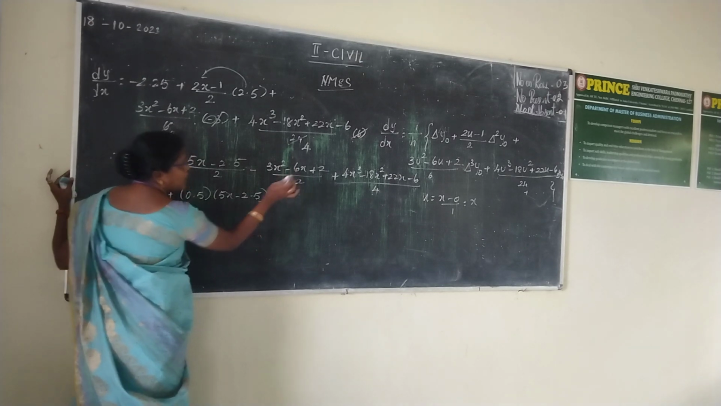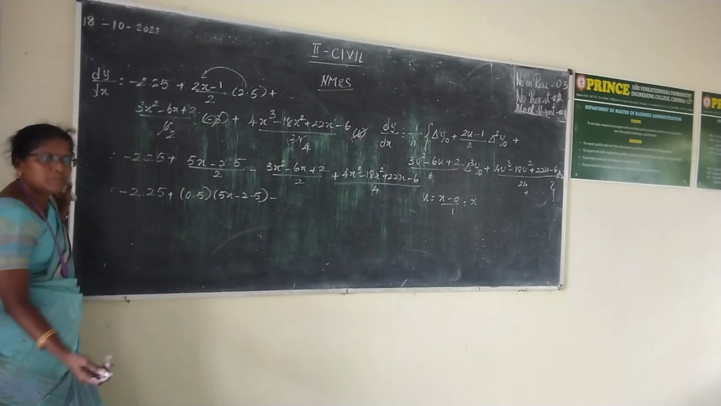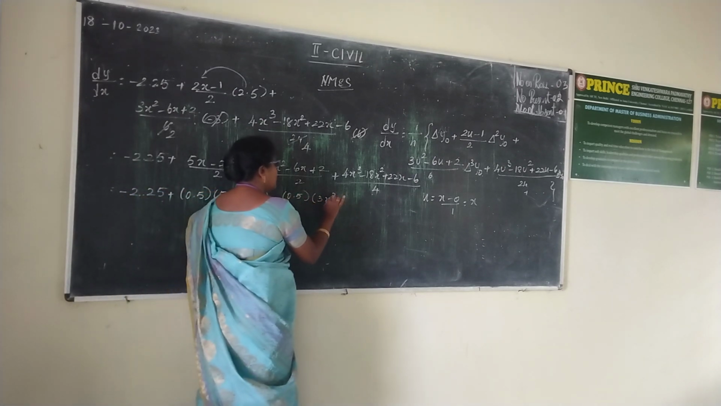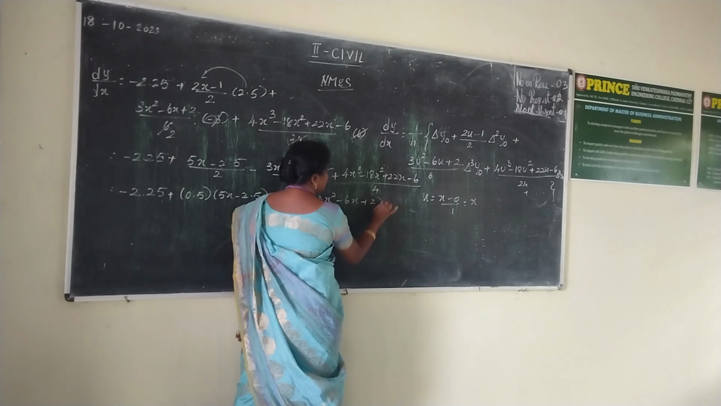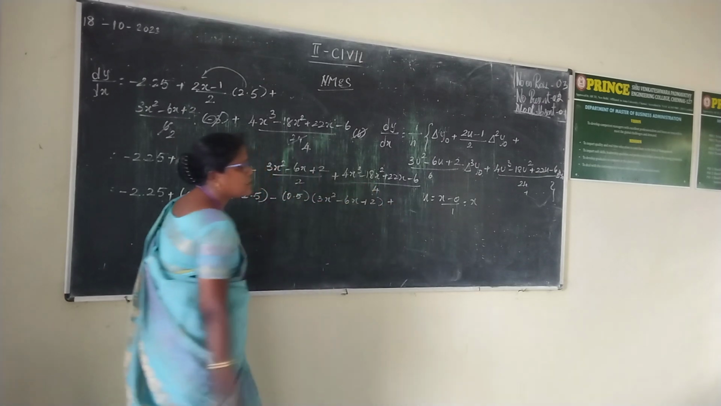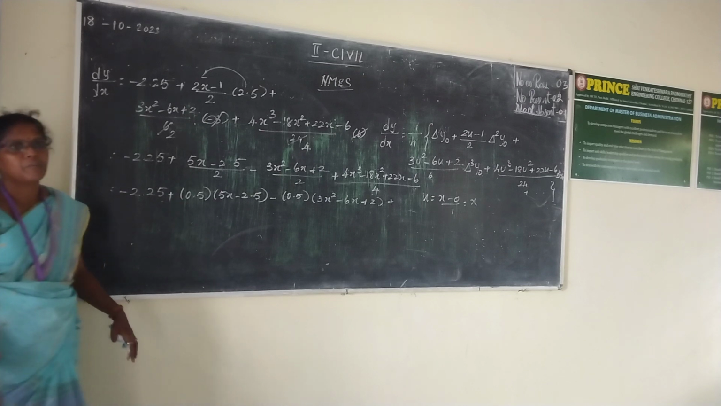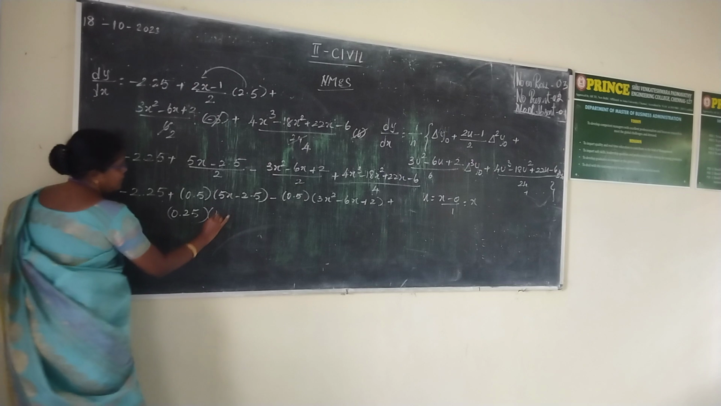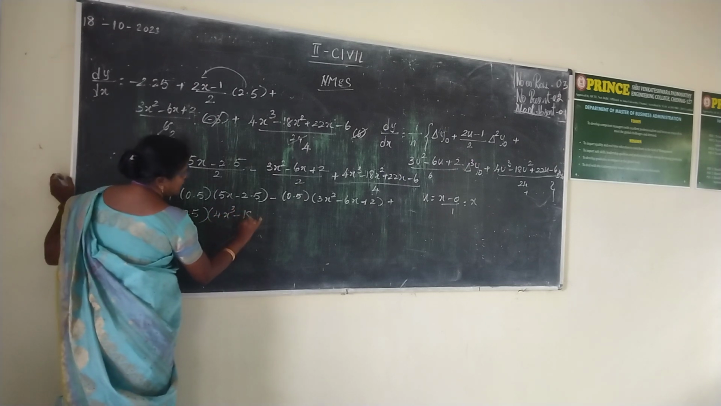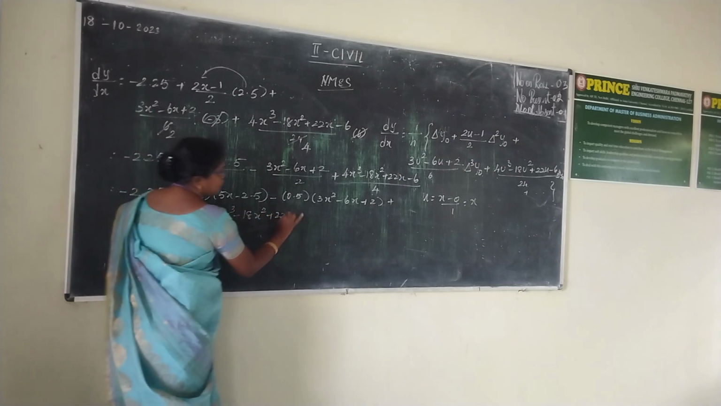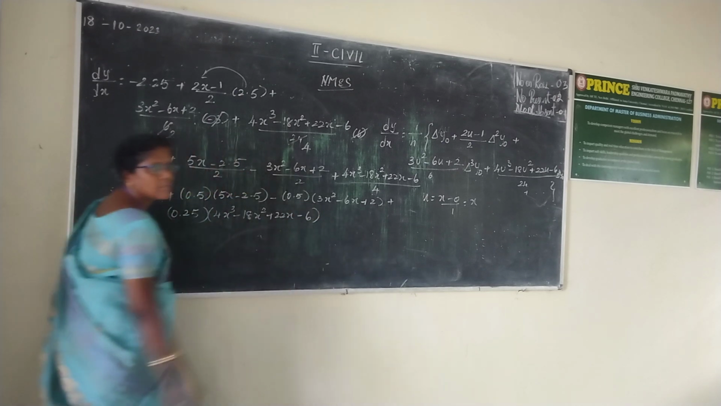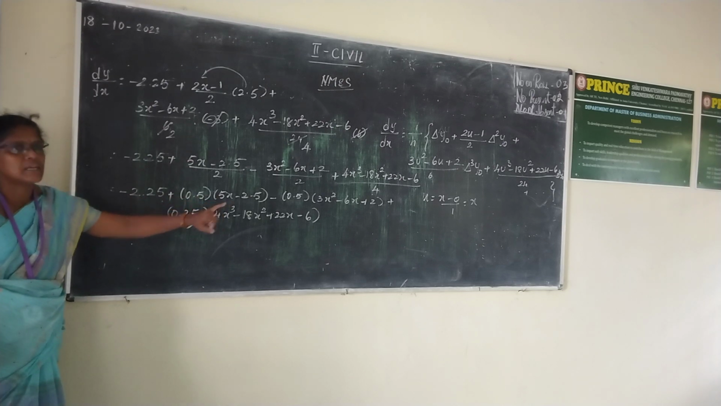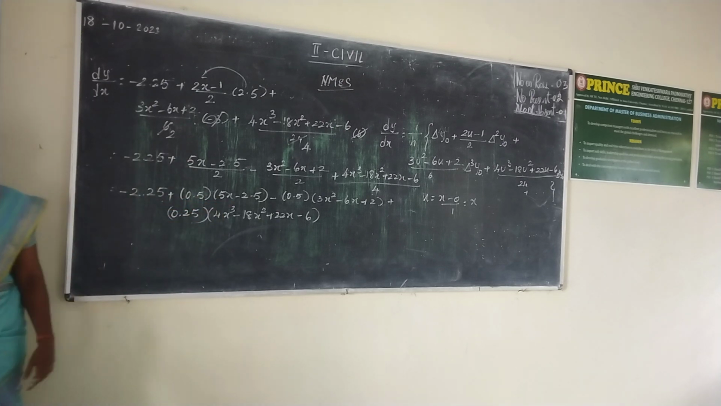Minus. Again 1 by 2. What is 1 by 2? 0.5. So 0.5 into 3x square minus 6x plus 2. Plus. Here the denominator is 4. What is 1 by 4? 0.25. That is multiplied by 4x cube minus 18x square plus 22x minus 6. Okay, now we multiply everything inside. Find what is the polynomial.